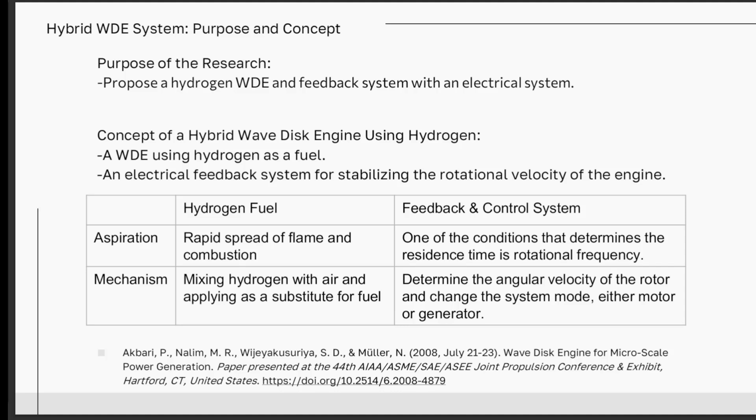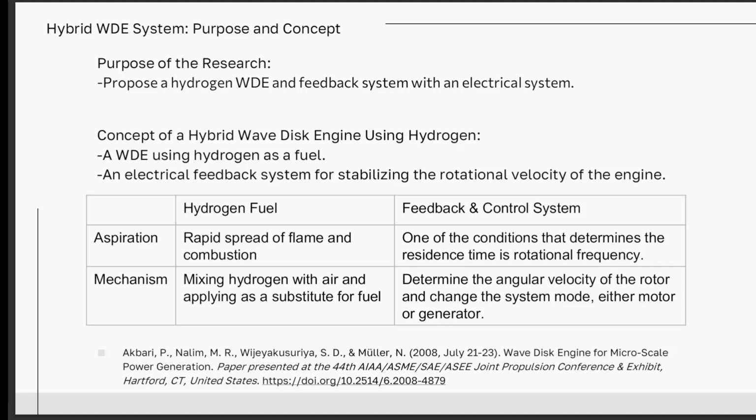Hydrogen is a substance that has rapid combustion propagation. Furthermore, hydrogen's gravimetric energy density is significantly higher than that of conventional fuels such as gasoline or diesel. In this research, I considered a method that uses hydrogen as a substitute for conventional fuel.